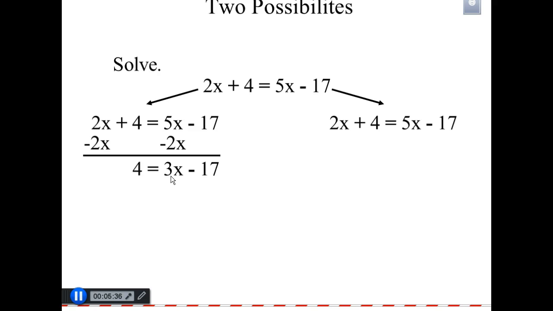Next step is, maybe get rid of the negative 17, add 17 both sides.